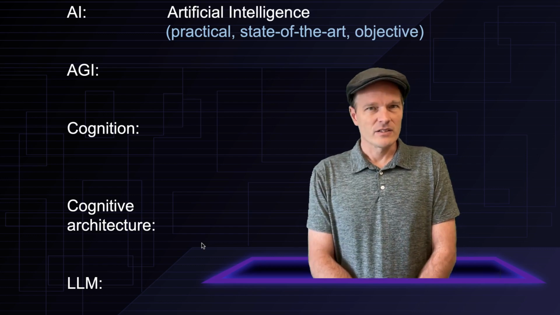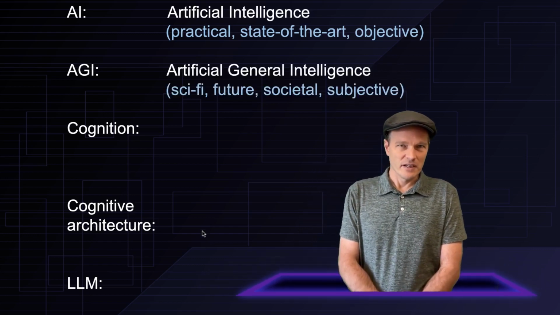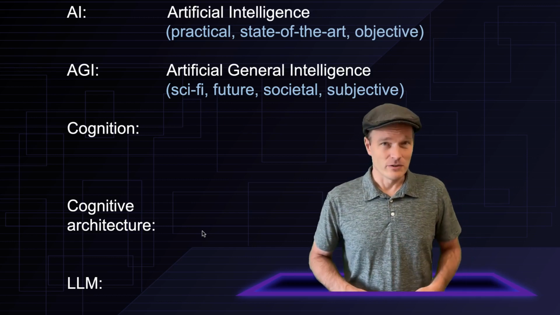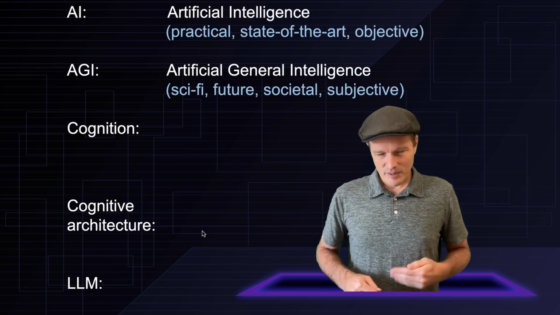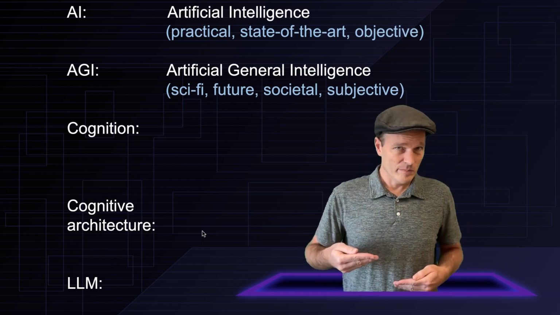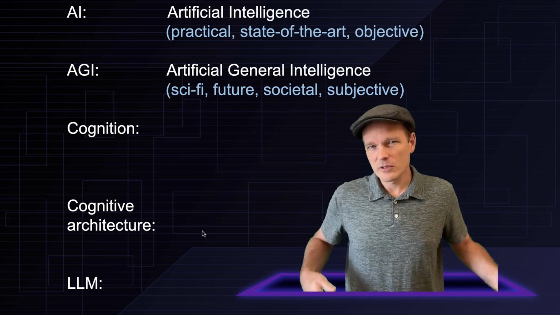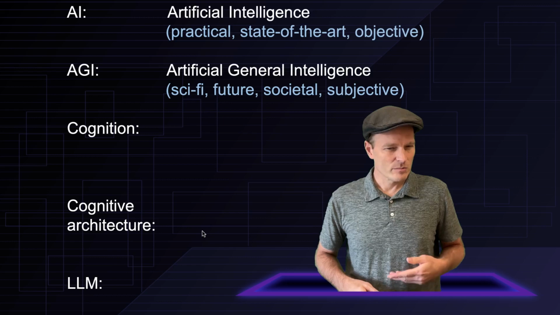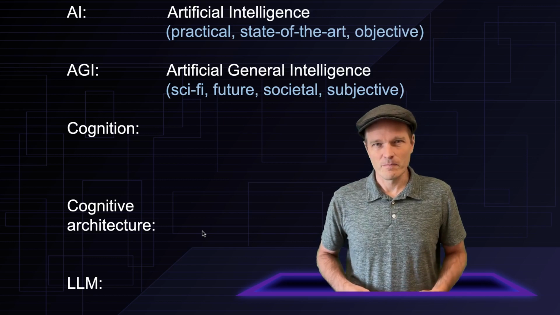Now, AGI stands for Artificial General Intelligence. It focuses on topics that are a little more in the domain of science fiction or the far future. People that are interested in AGI are often more concerned about the societal impacts, the safety concerns, or how humans are going to interact with robots. In general, these things tend to be more subjective, more difficult to measure.